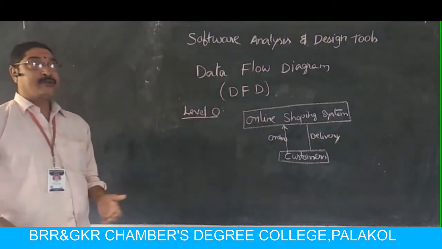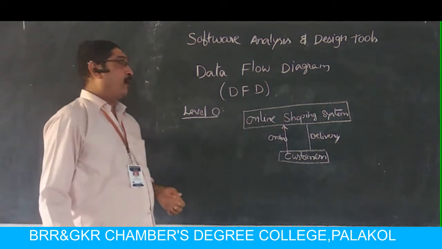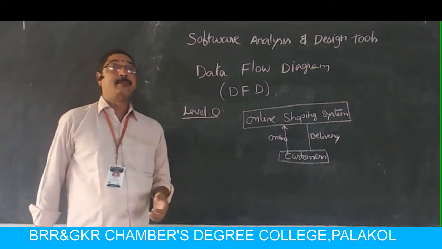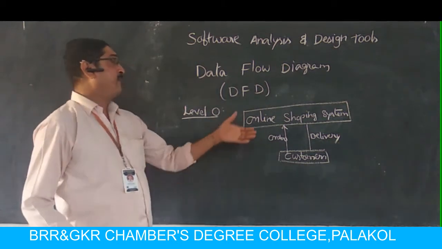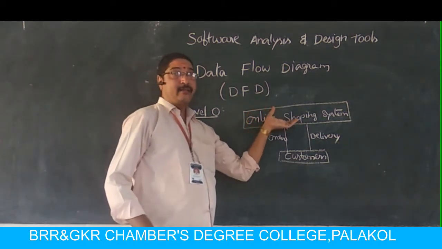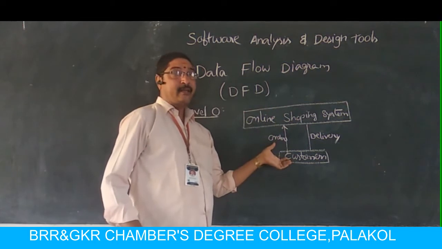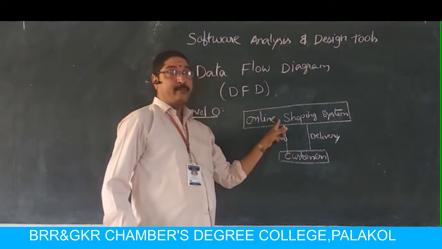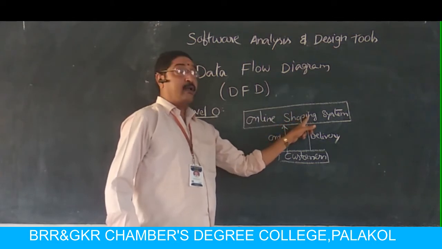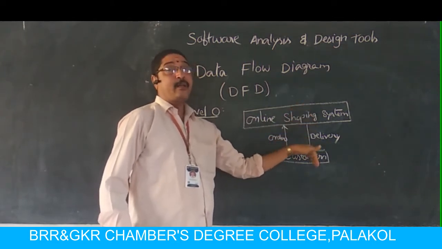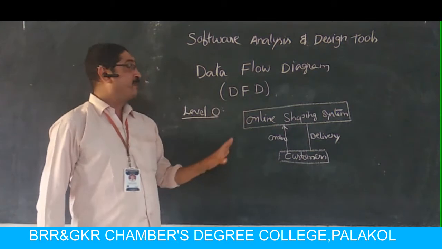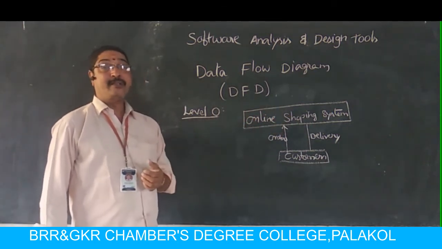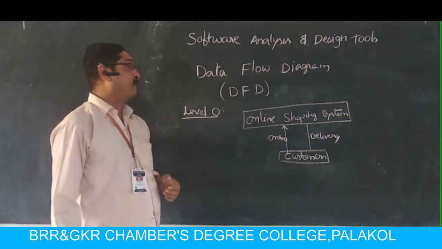Here, please observe, I try to explain the online shopping system in simple terms. In this, the online shopping system will be there, and customers will be there. Customers will order from the online shopping system, and that online shopping system will deliver the product to the customer. Simply we explained. So this is called the level 0 online shopping system.